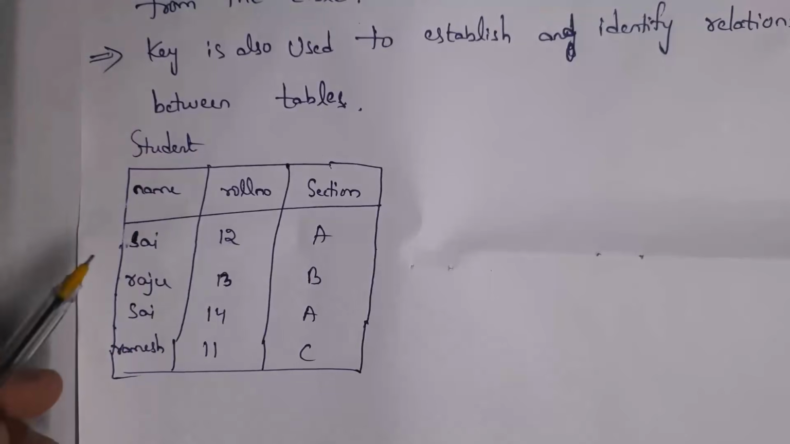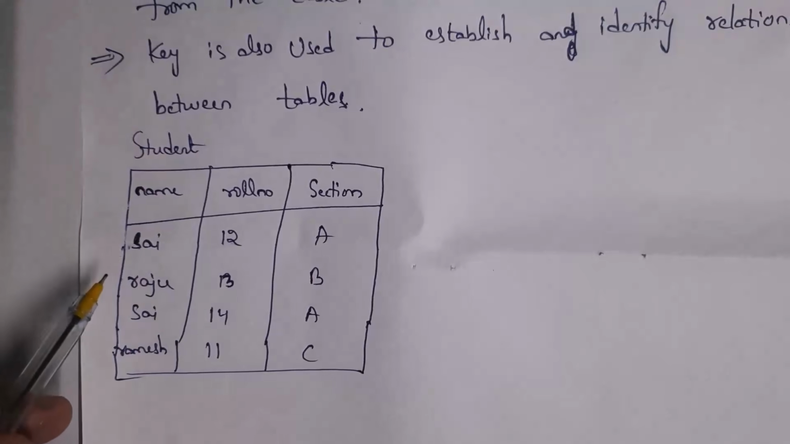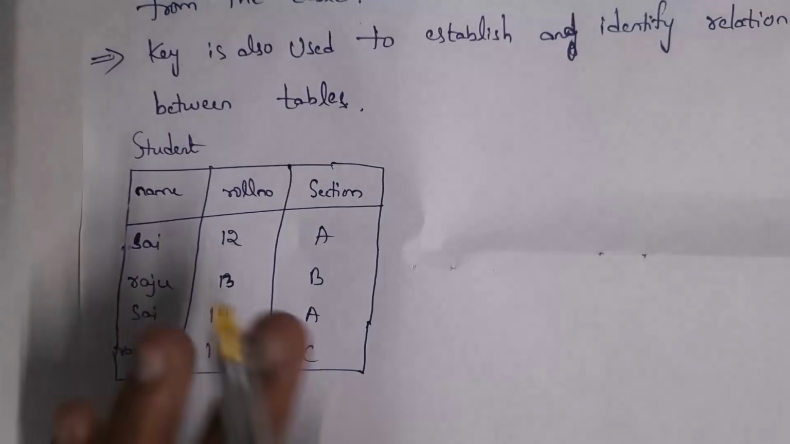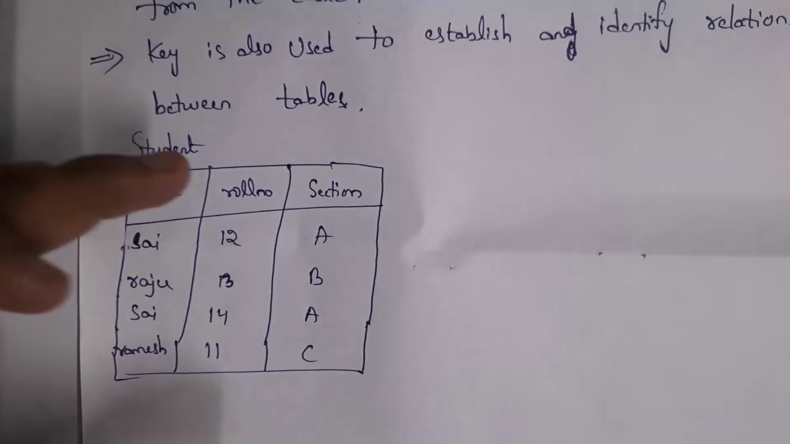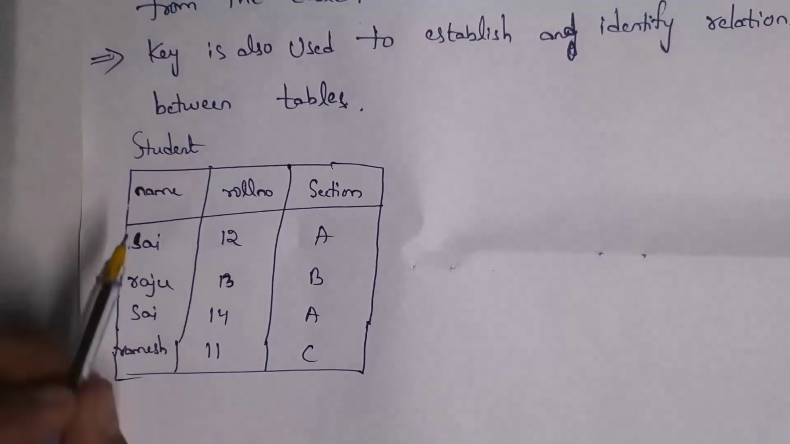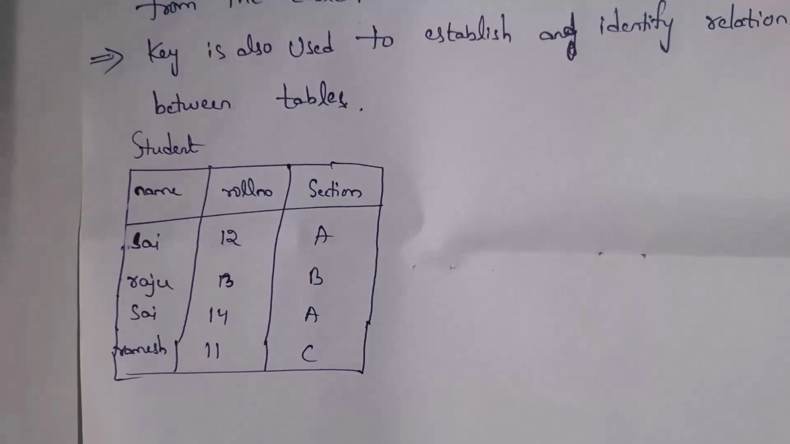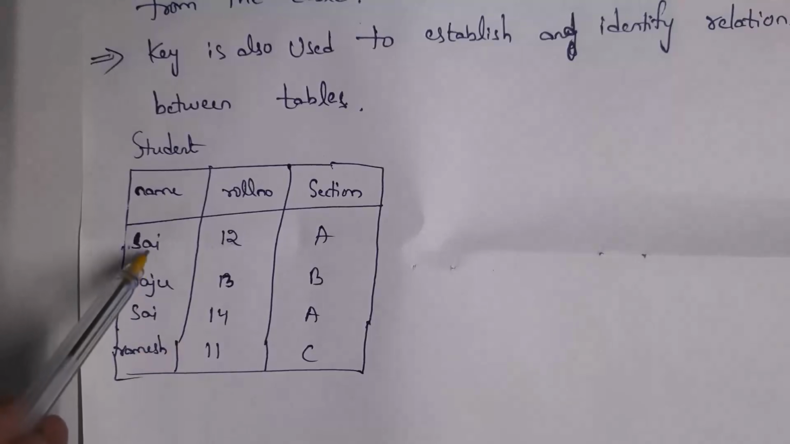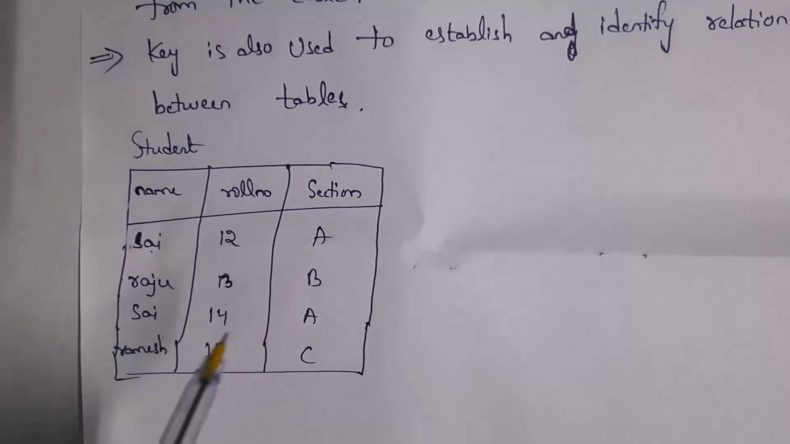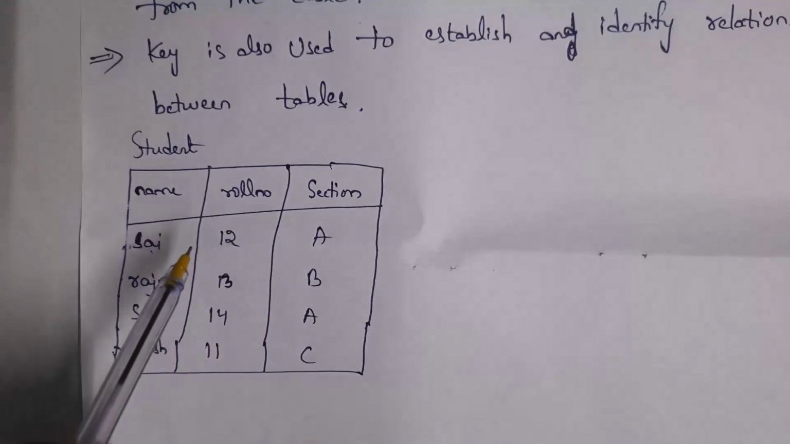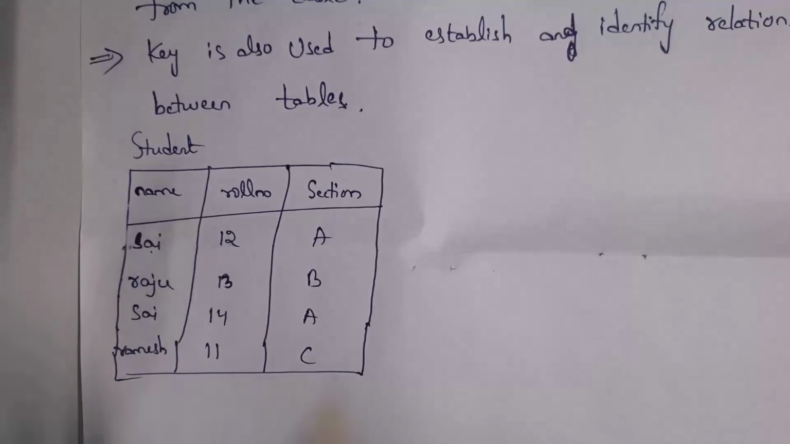For example, your name is Sai and your friend's name is also Sai and you both belong to section A. Whenever you see this student table, based on roll number we can identify the person. Each person can contain the same name and same section, but each and every person contains a different roll number. So based on roll number we can identify the person.